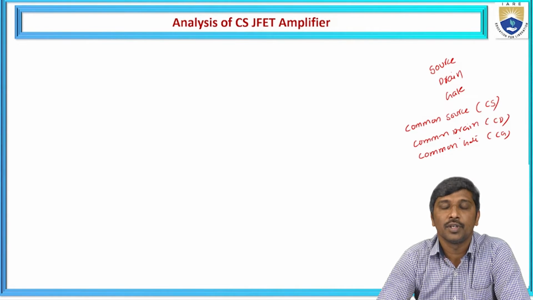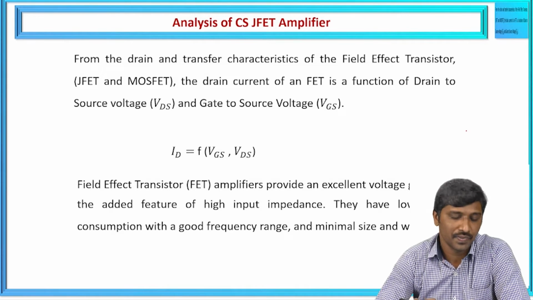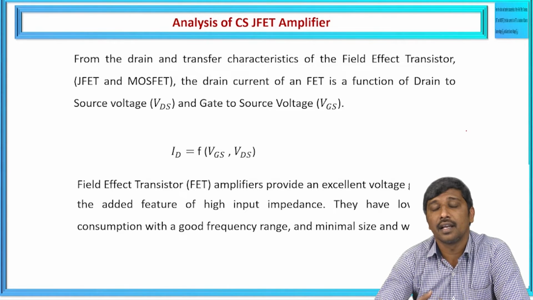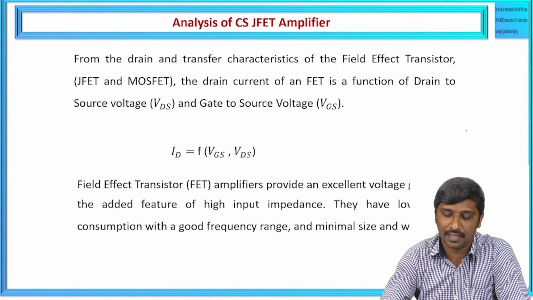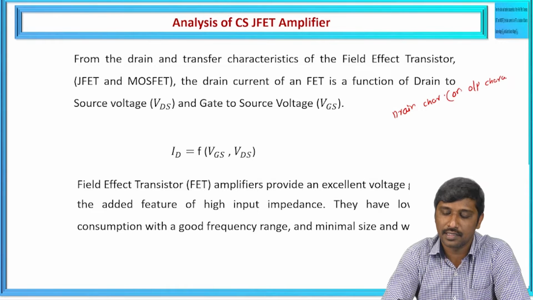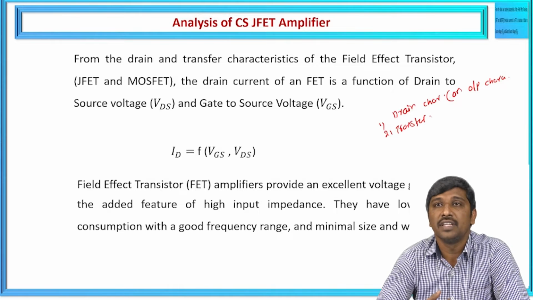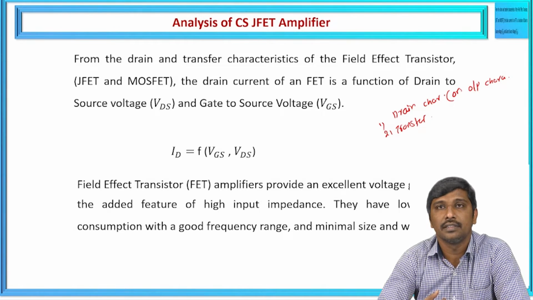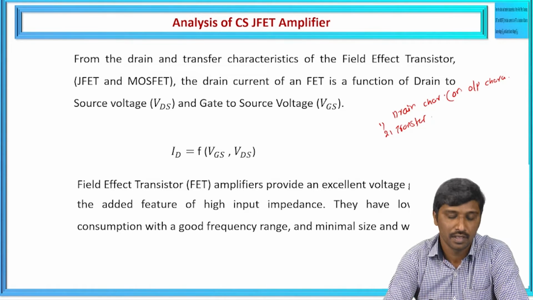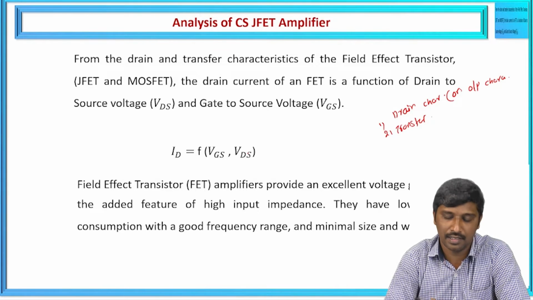In this session, we are going to observe the common source JFET amplifier by using the small signal model. From the characteristics, we observed two types: one is the drain characteristics, also called output characteristics, and another one is the transfer characteristics. From these two characteristics, we observe that the drain current is a function of the applied biasing voltage between gate and source as well as drain and source.